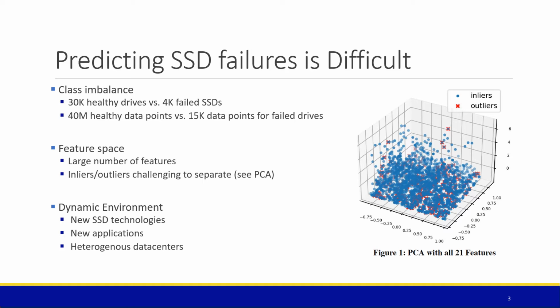Now, predicting SSD failures is inherently a challenging problem due to the class imbalance. SSDs fail rarely, and hence the dataset we looked at contained only 4,000 failures compared to 30,000 healthy drives. And the data from failed drives were reported far fewer. As a result, we had 40 million healthy data points compared to 15,000 failed data points identified as outliers. We had a large number of features, 21 to be exact, and as a result you can see that the data looked very clustered. As you can see, it was very difficult to separate.